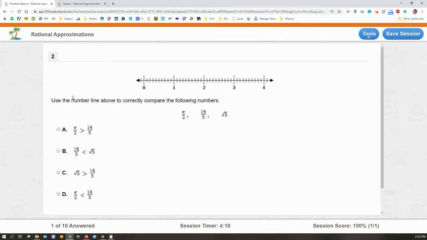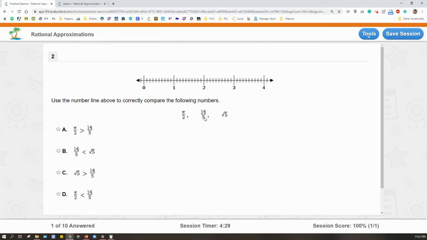Let's do another one. Use the number line to correctly compare the following numbers. So again, we have pi. It's a popular irrational number. And again, pi is about 3. Well, 3 divided by 2 is 1.5. So pi divided by 2 is going to be close to 1.5. It'll be a little bit more since pi is a little bit more than 3.